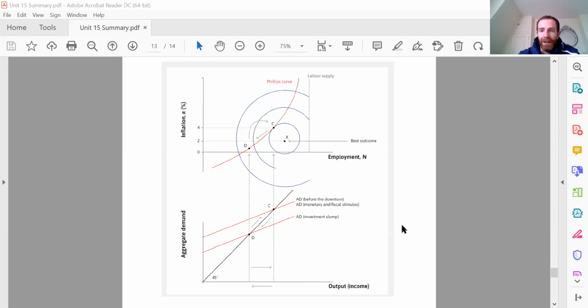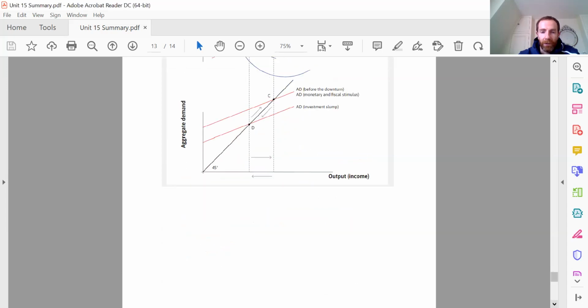Now, that is how government policy should work in an ideal world, but actually achieving this is obviously much more complicated. But this is how we can use our model to imagine what policymakers are trying to achieve when there is some sort of downturn.